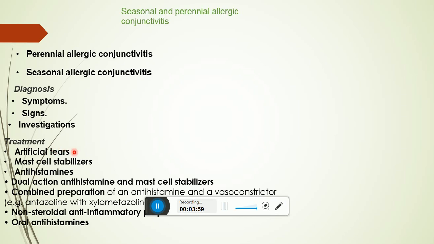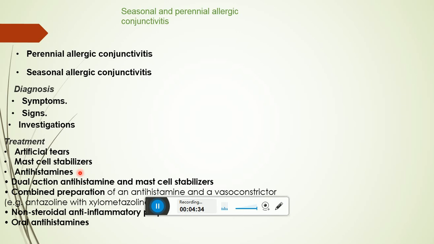Artificial tears are for mild symptoms, and for more severe symptoms, the mast cell stabilizers. The mast cell stabilizers contain sodium cromoglicate and others like nedocromil sodium and lodoxamide. These may be used for a few days before exerting maximal effect, but are suitable for long-term use except lodoxamide.